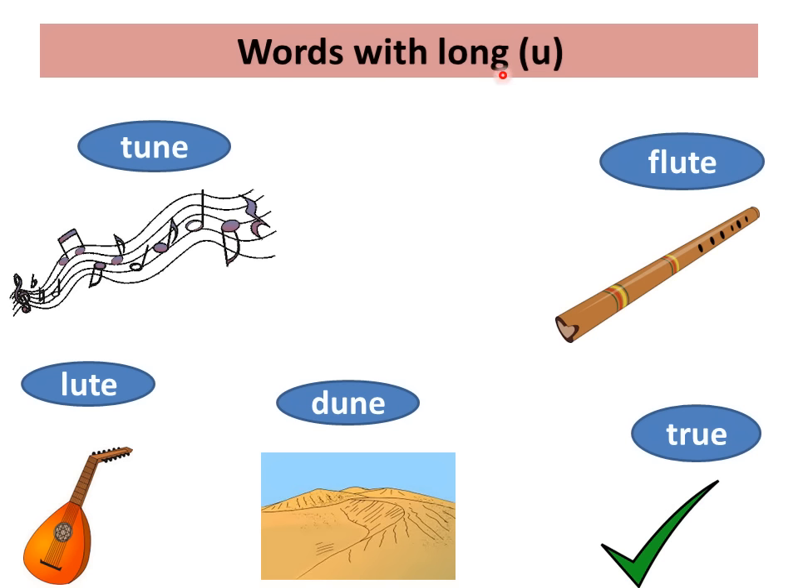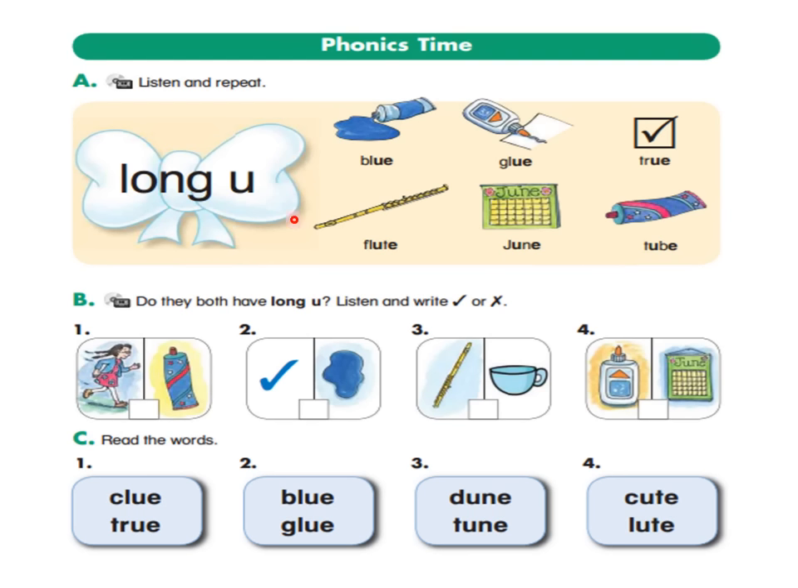Here we have some words with long U, like tune, flute, lute, dune, true. Here we have more words that have long U, like blue, glue, true, flute, June, tube.